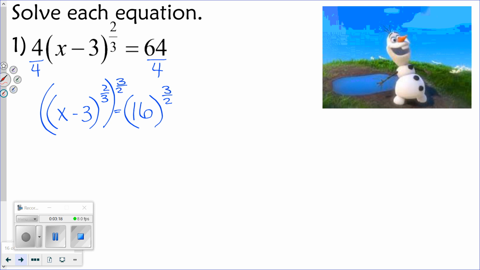And again, to make sure you understand why we do this, we talked a lot before about how fractions work. 2's on top and bottom. I have 3's. They're going to cancel each other out, right? So the exponent's really just 1, which is like nothing. So I have x minus 3. And then what is 16 to the 3/2?